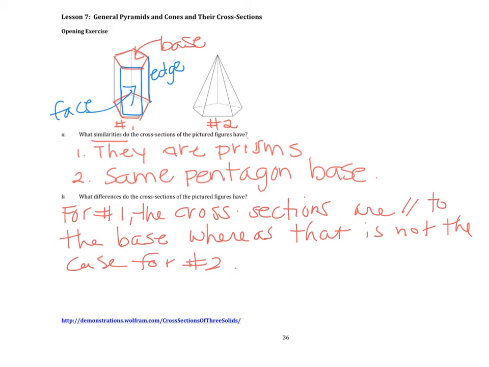Okay, and over in this picture we have something called the vertex because it comes to a point. Okay, and there's the face, which is triangular. And of course the base is the pentagon. And then all of these lines here are edges.